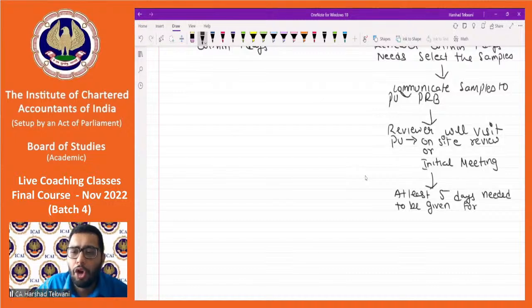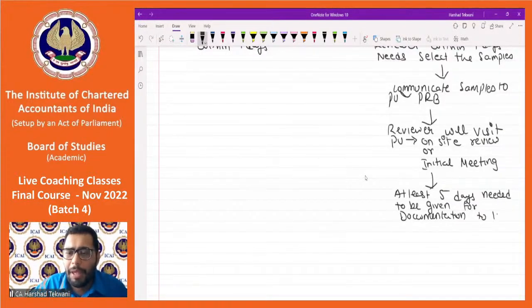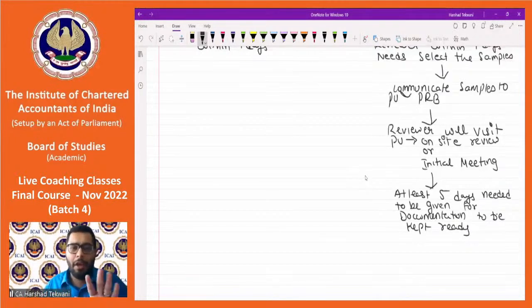for documentation to be kept ready. So you will provide at least 5 days. It can be more than 5 days also, but at least 5 days. You will not do it like this: okay, this is the sample I have selected, now I will be requiring these documents, please arrange these documents, today I am coming for the first time, now give me the document. No. At least you need to provide 5 days before asking for the documents. You cannot directly jump into the office and ask, okay, give me the documents of this engagement.